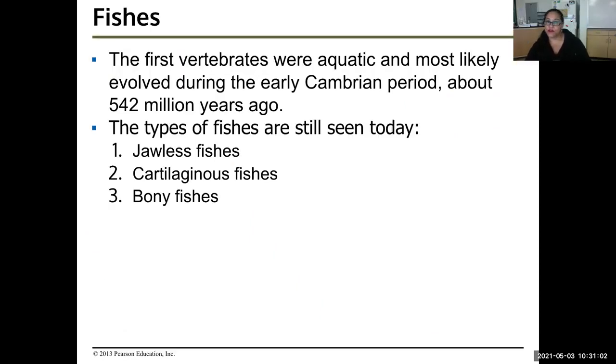So fishes, the first vertebrates were aquatic and most likely evolved during the early Cambrian period, about 542 million years ago. And the types of fishes that are still seen today are jawless fishes, cartilaginous fishes, and bony fishes. So fish are more than 500 million years old. They've been here since almost the beginning of life.